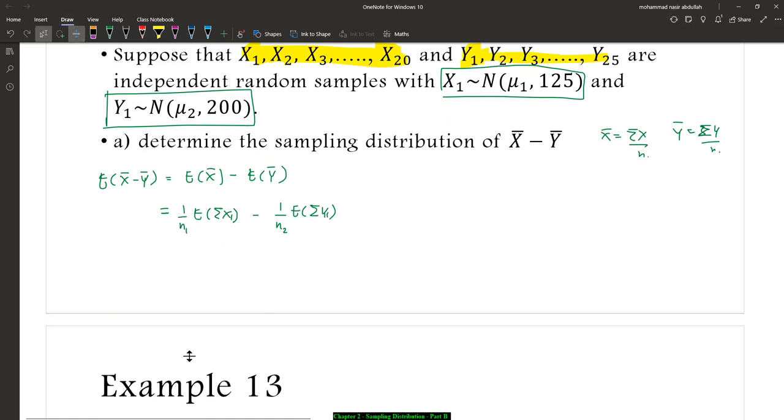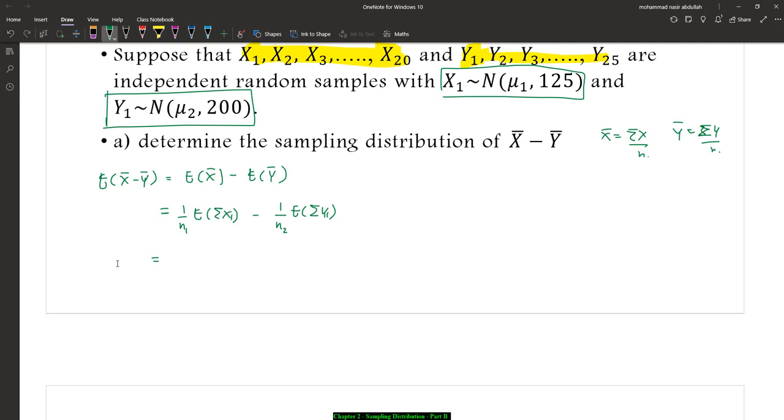From here we can work out the solution, because we already know the expected of yi. So this one should be 1 over n1 times n1 mu1, so this one should be mu1 only. The same for the other one, n2 mu2. So this one is mu1 minus mu2.